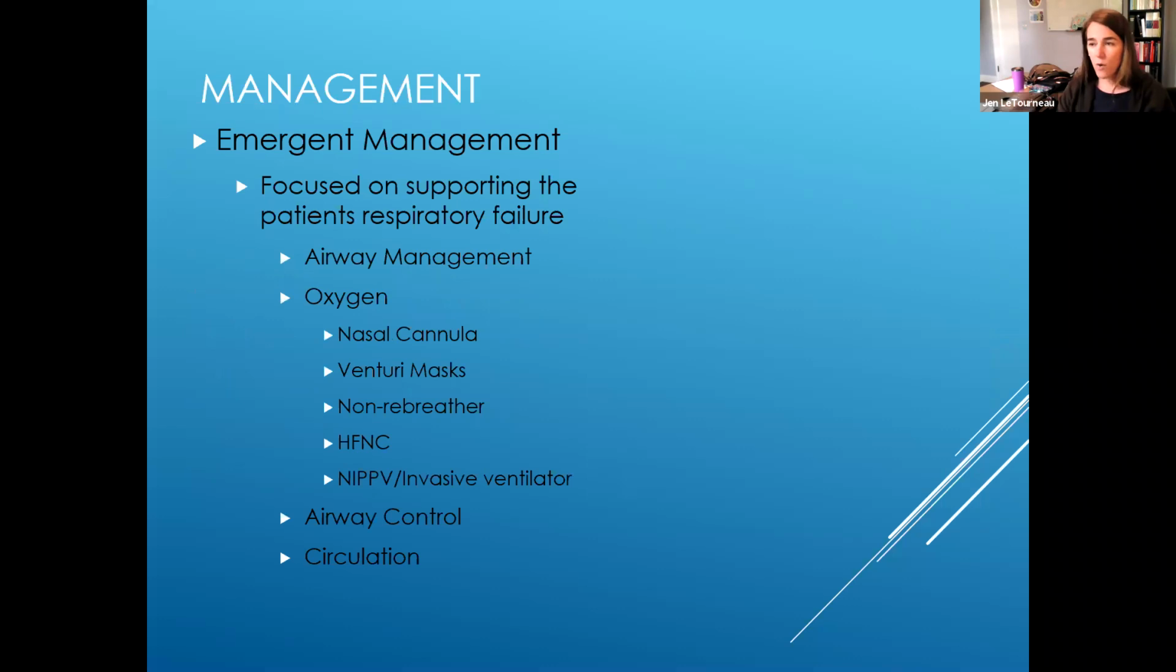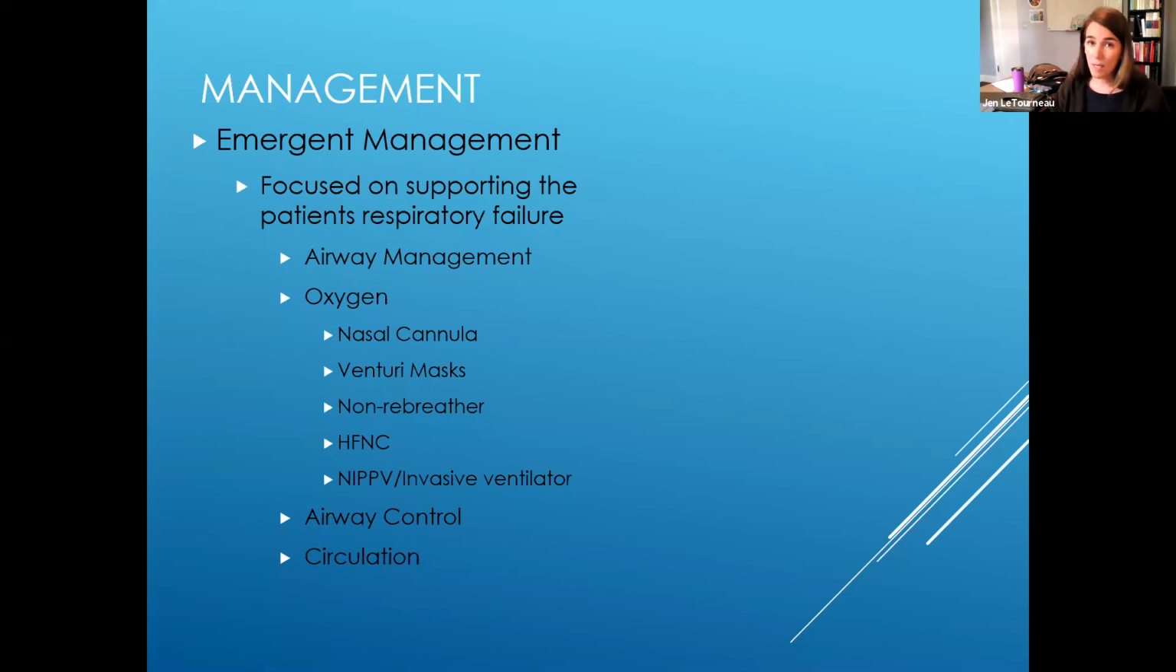Well, so always focus on supporting the patient's respiratory failure. So think about their airway first, right? So just like you said, ABCs. And what you want to do, because an oxygen saturation of 78% is quite low, is get oxygen on. And there are lots of different ways we can apply oxygen. So we're going to go through that a little bit. And then also airway control, and then thinking about circulation.